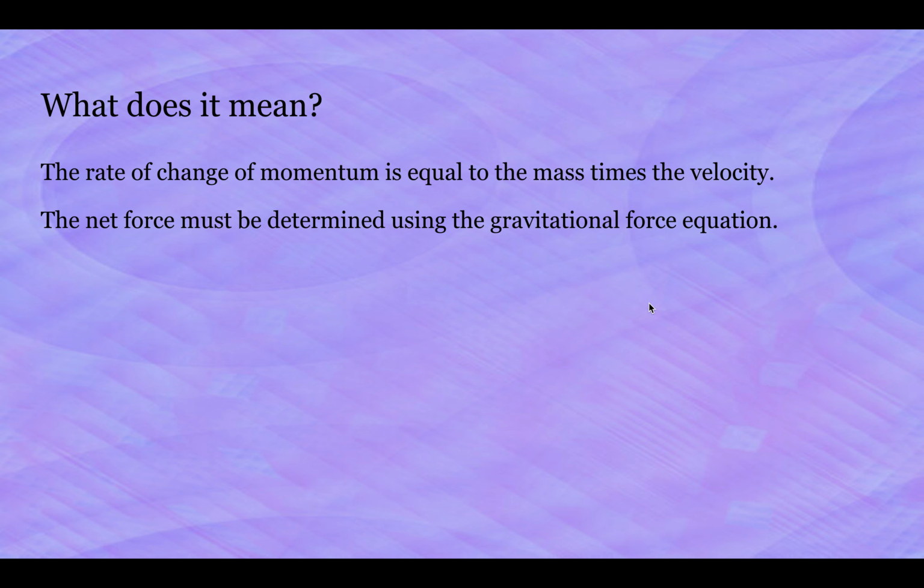So the rate of change of momentum might seem equal to the net force because dp dt equals the net force, but it's slightly different because the rate of change of momentum is equal to the mass times the velocity. So the only things affecting that are the mass and the velocity. But our net force, on the other hand, needs to be determined using the gravitational force equation because those are the forces involved. So we need both masses, we need the distance between them, we need that gravitational constant, and we need r hat, making these two values very different.